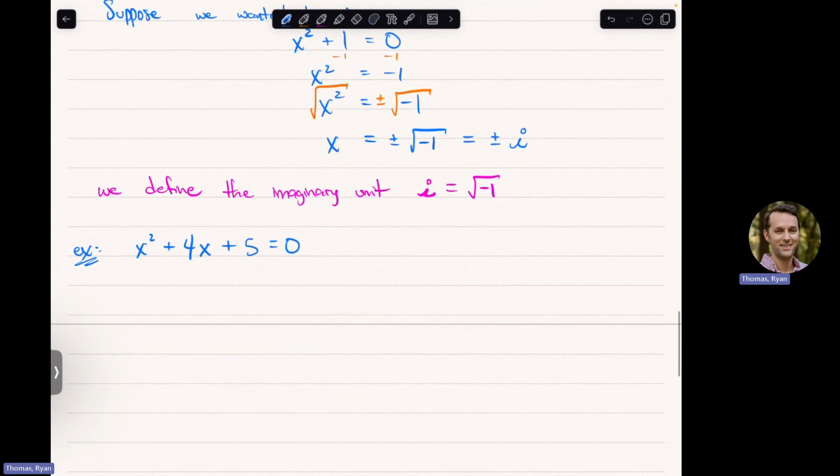So consider this quadratic, x squared plus 4x plus 5, and the equals 0 part is important, whether we're going to try to factor or use the quadratic formula. Thinking about factoring real quick, factors of 5 are 5 and 1. They have the same sign, which means I'm not going to be able to get them to add to 4. So this isn't going to factor in a nice way. So I'm going to jump to the quadratic formula.